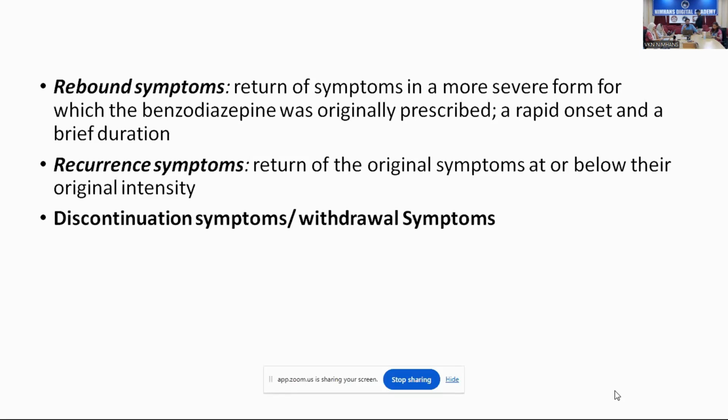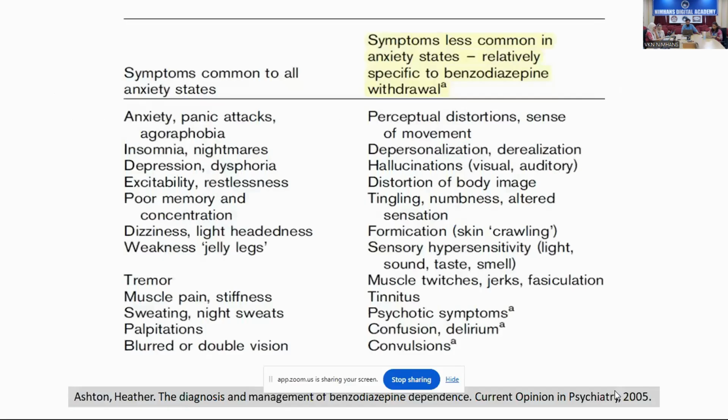Then there are recurrent symptoms, a return of the original symptoms at or below their original intensity. And then the third type of symptoms are the discontinuation symptoms or the withdrawal symptoms. There are symptoms common to all the anxiety states, and symptoms relatively less common in anxiety states that are specific to benzodiazepine withdrawal. Again, as we spoke, perceptual distortions, the depersonalizations, the hallucinations, the formications, the sensory hypersensitivity, the muscle twitches or the myoclonus.